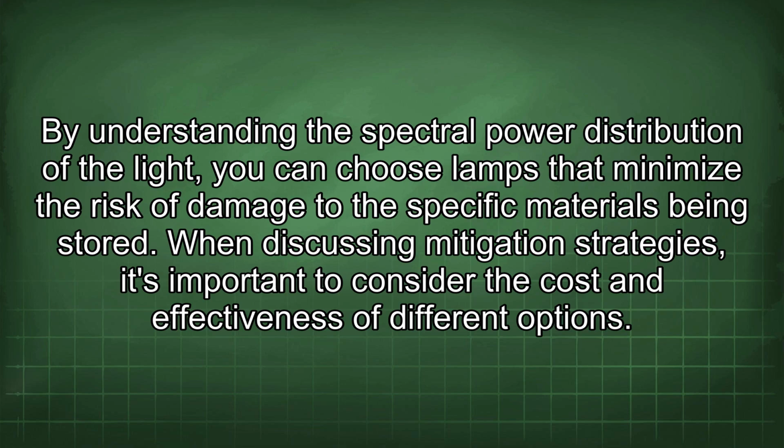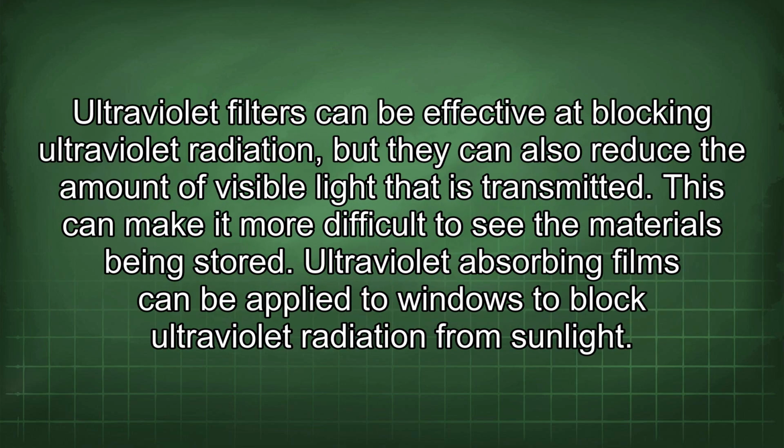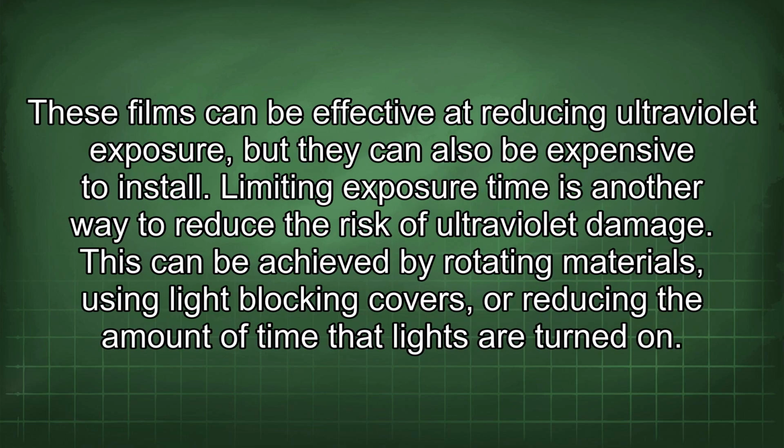When discussing mitigation strategies, it's important to consider the cost and effectiveness of different options. Ultraviolet filters can be effective at blocking ultraviolet radiation, but they can also reduce the amount of visible light that is transmitted. This can make it more difficult to see the materials being stored. Ultraviolet absorbing films can be applied to windows to block ultraviolet radiation from sunlight. These films can be effective at reducing ultraviolet exposure, but they can also be expensive to install.